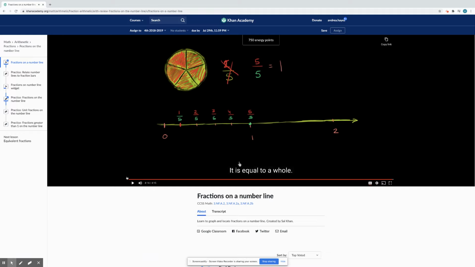All right, so he went on ahead and explained it. So if you have a shape and you color the whole shape in, then you end up with 5 out of 5 shaded. And if you've shaded in all the pieces, then the numerator and the denominator are the same. And when the numerator and the denominator are the same, you have reached one whole.